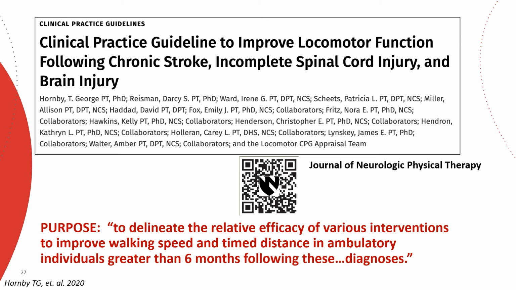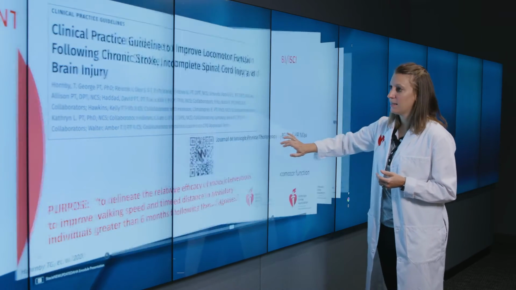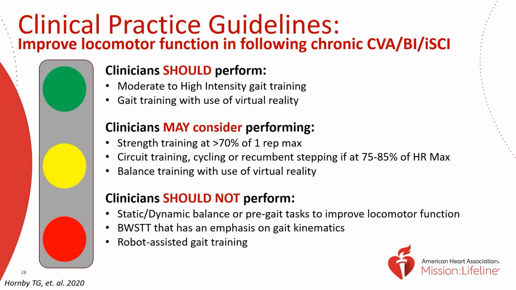I want to talk for a minute about another clinical practice guideline produced by the American Physical Therapy Association's Neurologic Academy. And the goal of this one was to tell us what works best to improve locomotor function following any number of these diagnoses that includes chronic stroke. And so what this tells us is that there are a number of things we should and shouldn't do according to the literature to improve locomotor function. And I kind of organized it in a stoplight format. What clinicians should do, according to the literature, this is the highest evidence that's available out there, is moderate to high intensity gait training or gait training with the use of virtual reality.